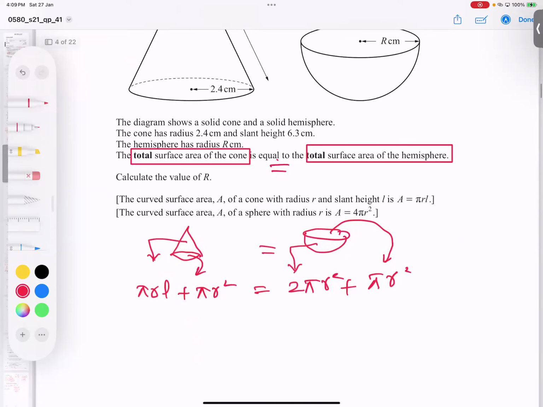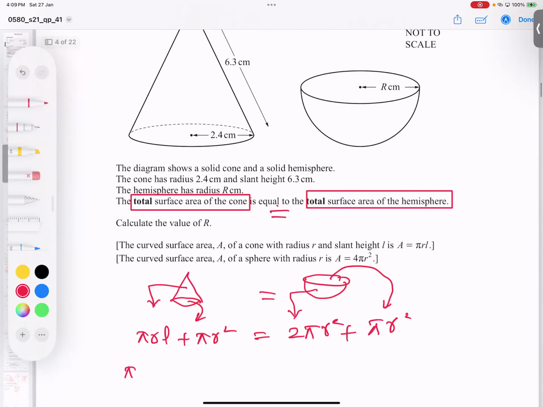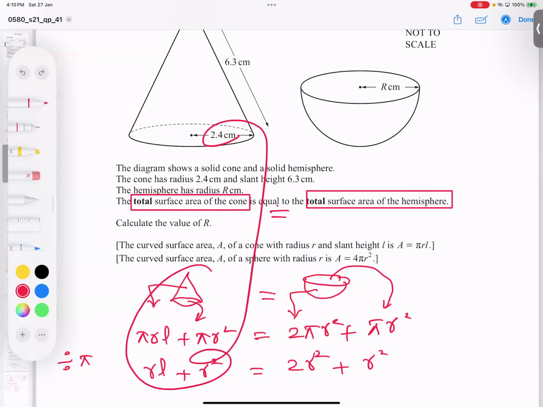I think this part is very, very clear. Now I'm starting. Before I start, can you see pi everywhere? Why not divide by pi to make the question easy. We get r times L, r squared, 2r squared, and r squared. Make sure these r squared are different. This is the cone, and the cone radius is 2.4.